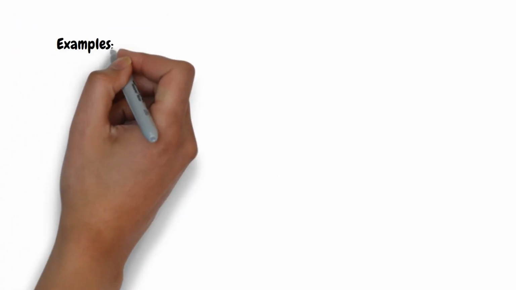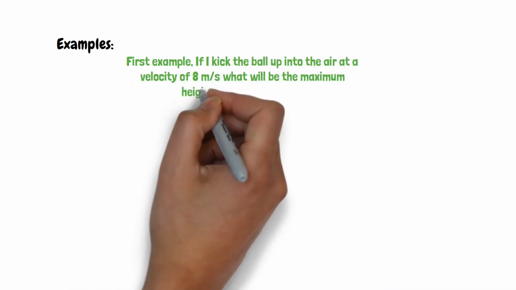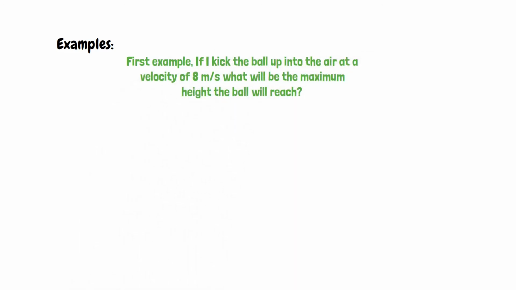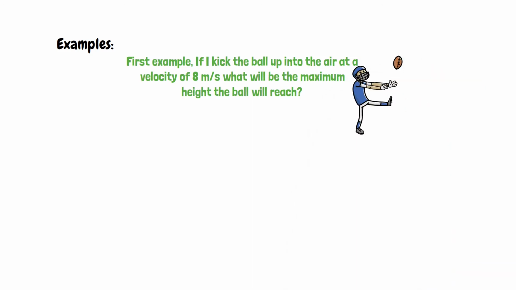Now let's go through some examples. First example, if I kick the ball up into the air at a velocity of 8 meters per second, what will be the maximum height the ball will reach? In this example, we will assume there will be no wind resistance.